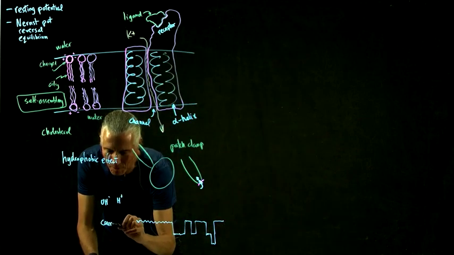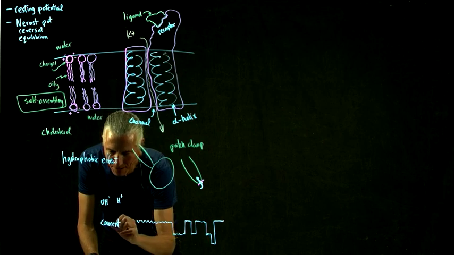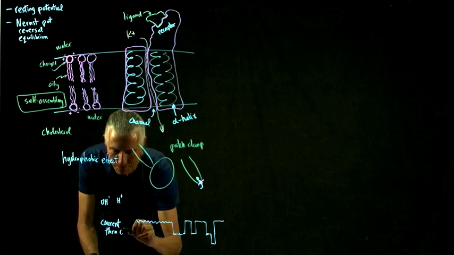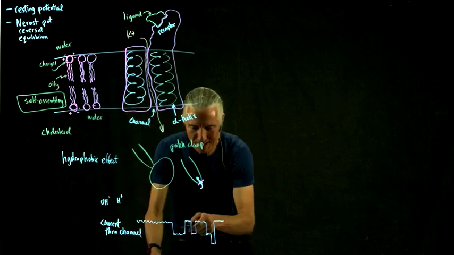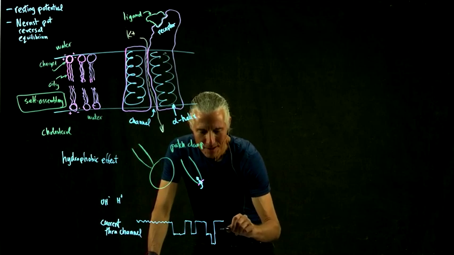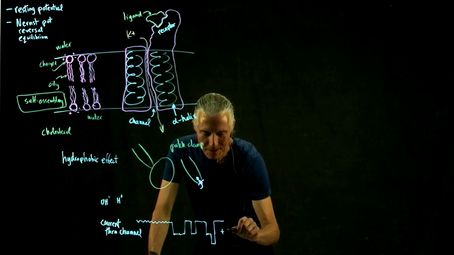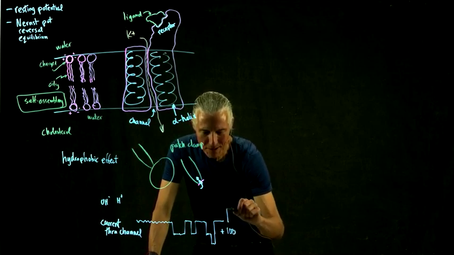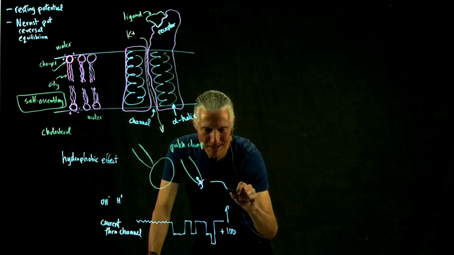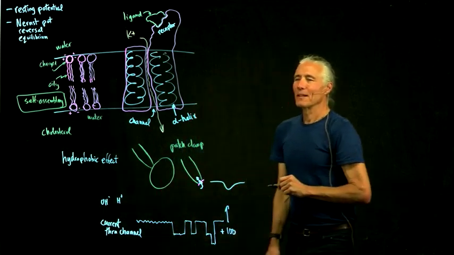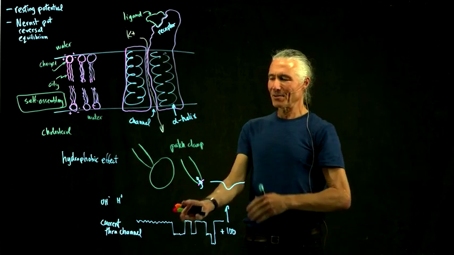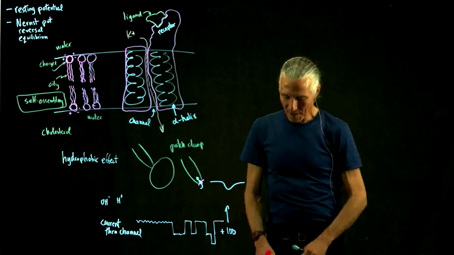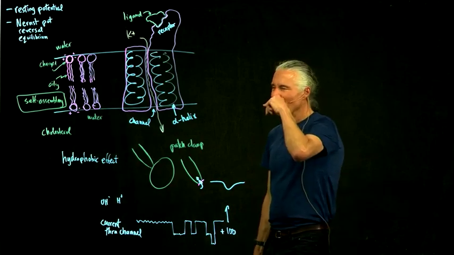So this is current through a channel. It's actually digital, but there are so many of them that it doesn't look like that. If you add, say, 100 of these together, then you get something that looks like this. But that's what's underlying it. There's a digital reality under there, amazingly. Okay, so those are the channels.